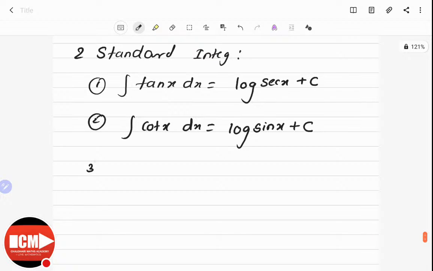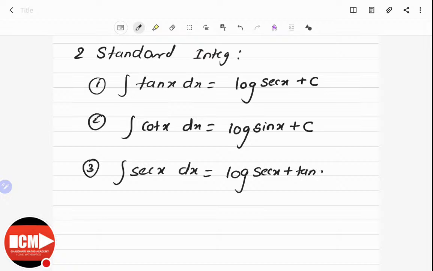Still 2 integrals are left, but I am keeping that proof with you. So here I am giving you the formulas. So please add these formulas in your list. So integration of sec x is log of sec x plus tan x. As the time is not allowing me further, please write down these 2 standard integrals. Definitely I will send you the proof of this also.